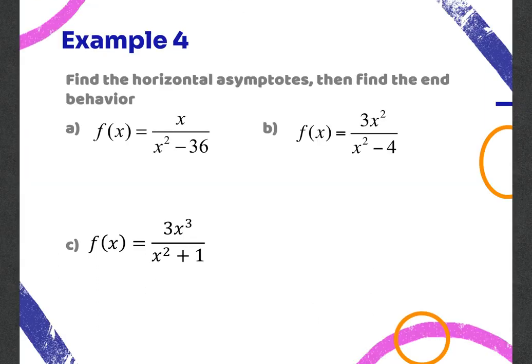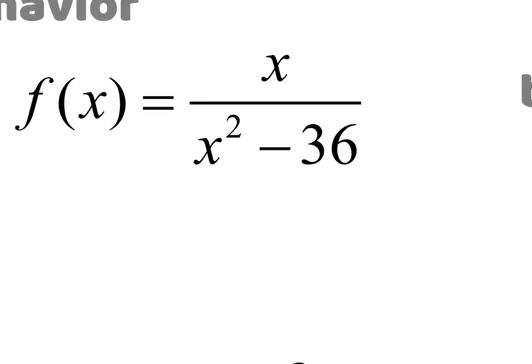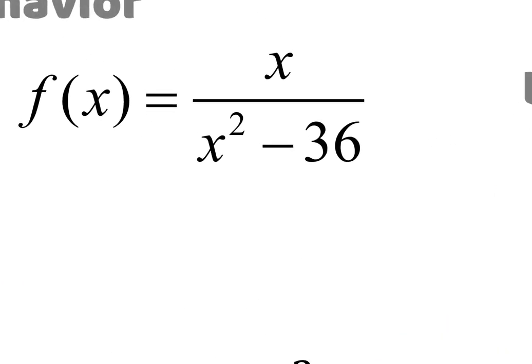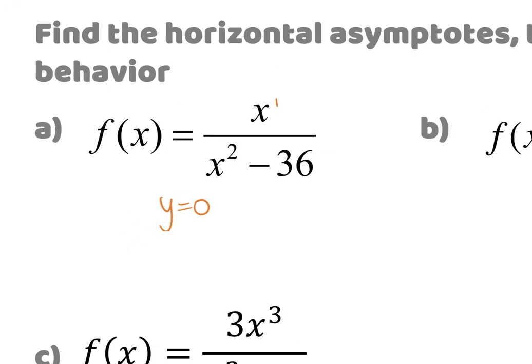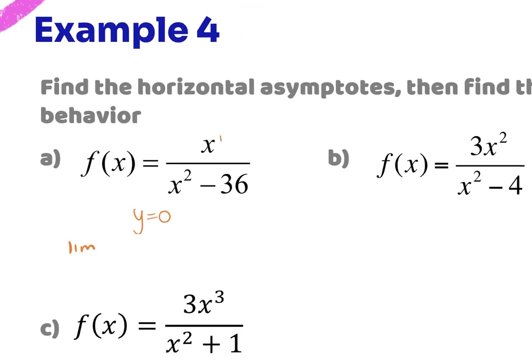All right, so go to example 4. Find the horizontal asymptotes, then find the end behavior. So if I look at A, what's the highest exponent in the numerator? 1. What's the highest exponent in the denominator? 2. What's the relationship there? Top is smaller than the bottom, which means where's my horizontal asymptote? y equals 0. The limit on both sides would be 0. So the limit as x approaches negative infinity and the limit as x approaches positive infinity would both be 0.